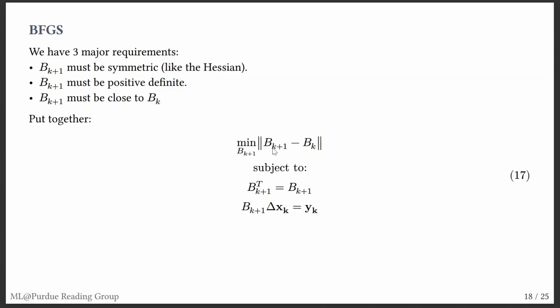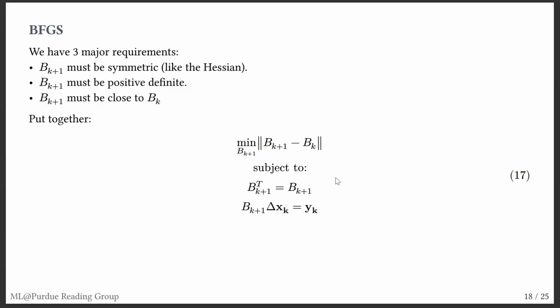We can put them together. Essentially you're trying to minimize the difference with the Frobenius norm with two requirements. The first one is that it's symmetric, so the transpose is equal to the original matrix. And you have the positive definite, which is the secant condition, essentially. Everybody good with that?